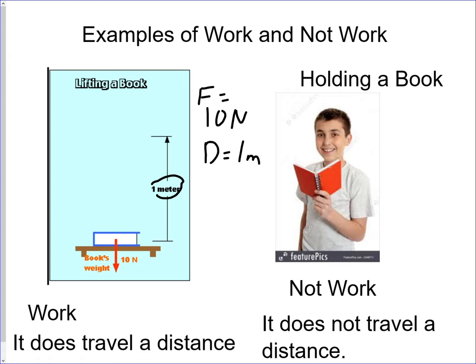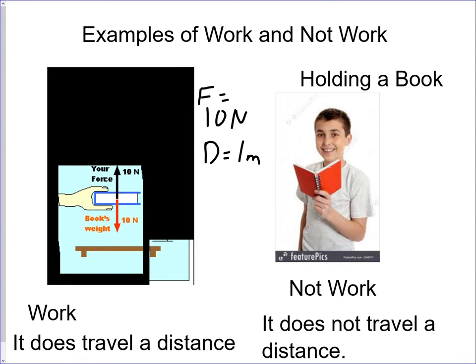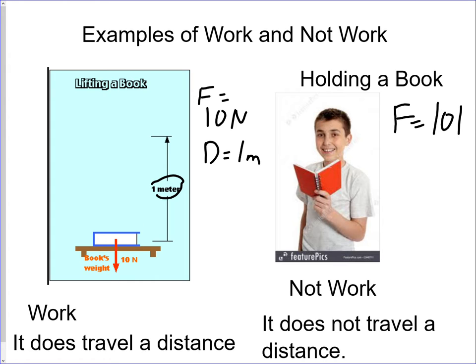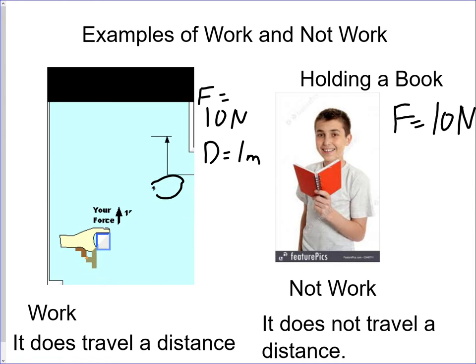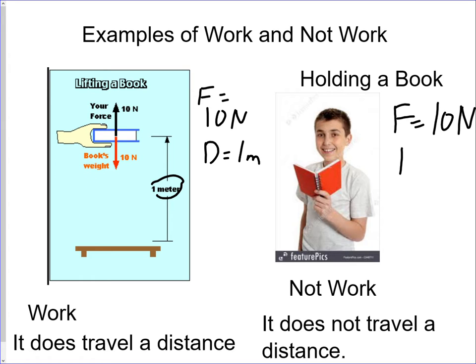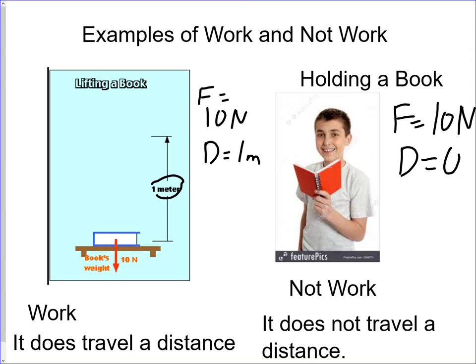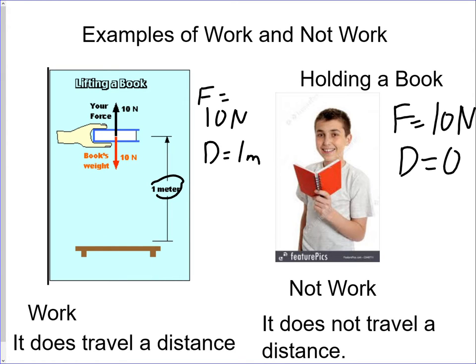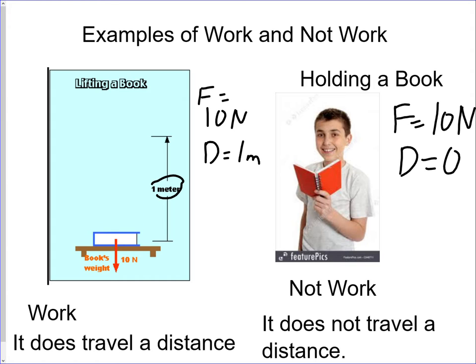Now let's take a look at holding a book. The kid has the book in his hand. This is an example of not work. Let's say the book is still 10 newtons, but is the book moving at all? It is not, right? So our distance would be 0. If it doesn't have a distance, it means it's not work, because you need to have both. You need to have a force and you need to have a distance in order for it to be work.